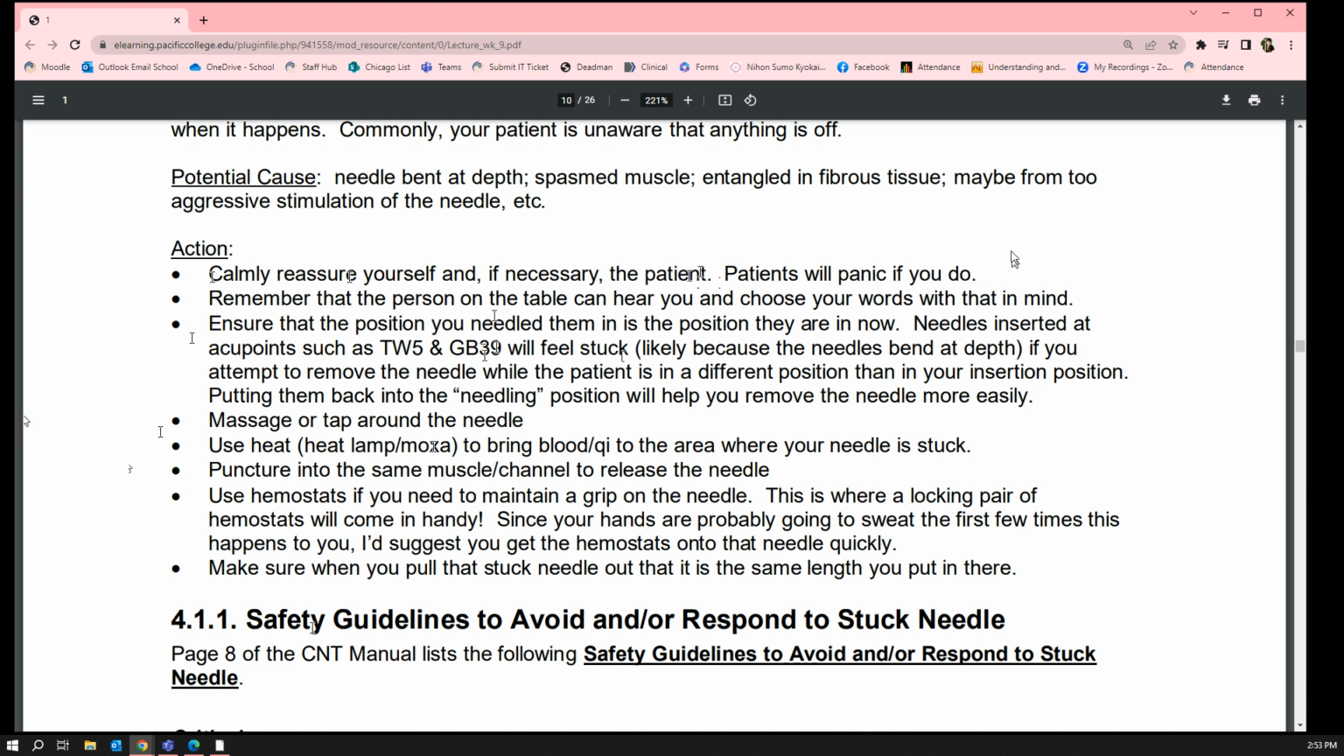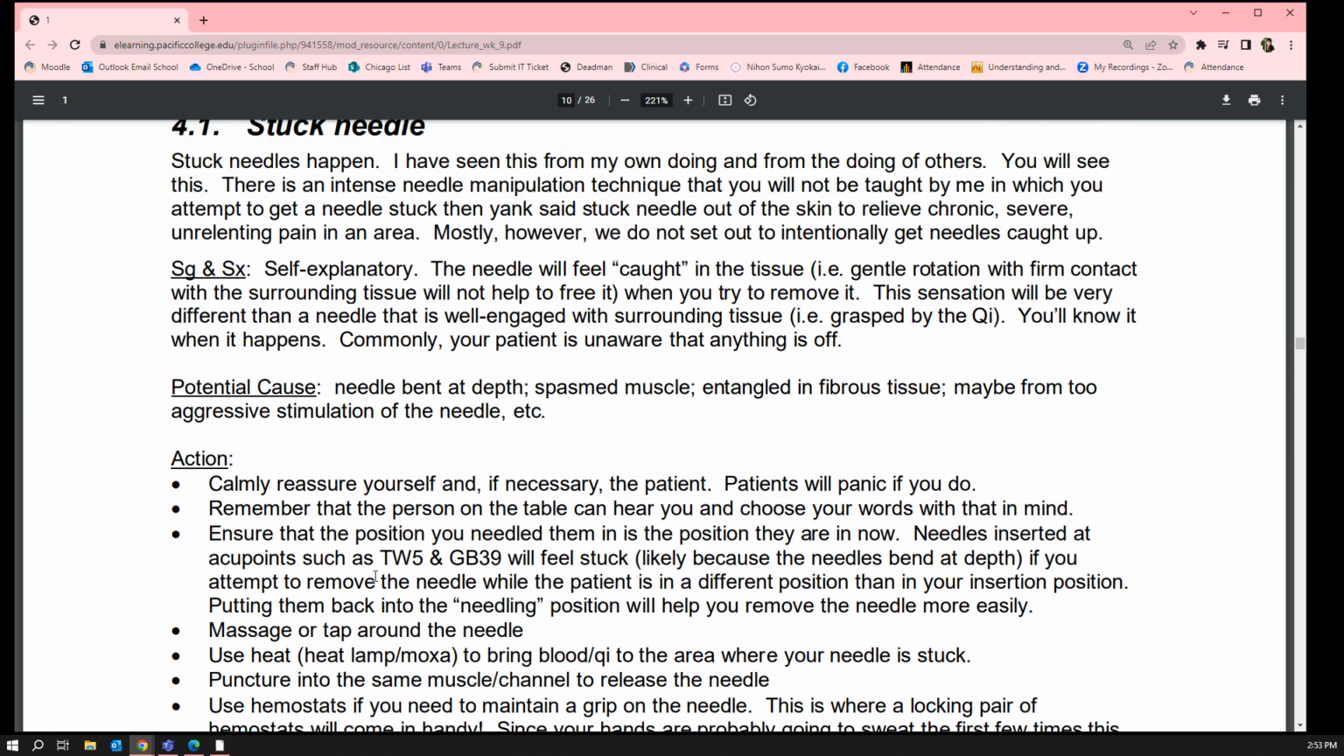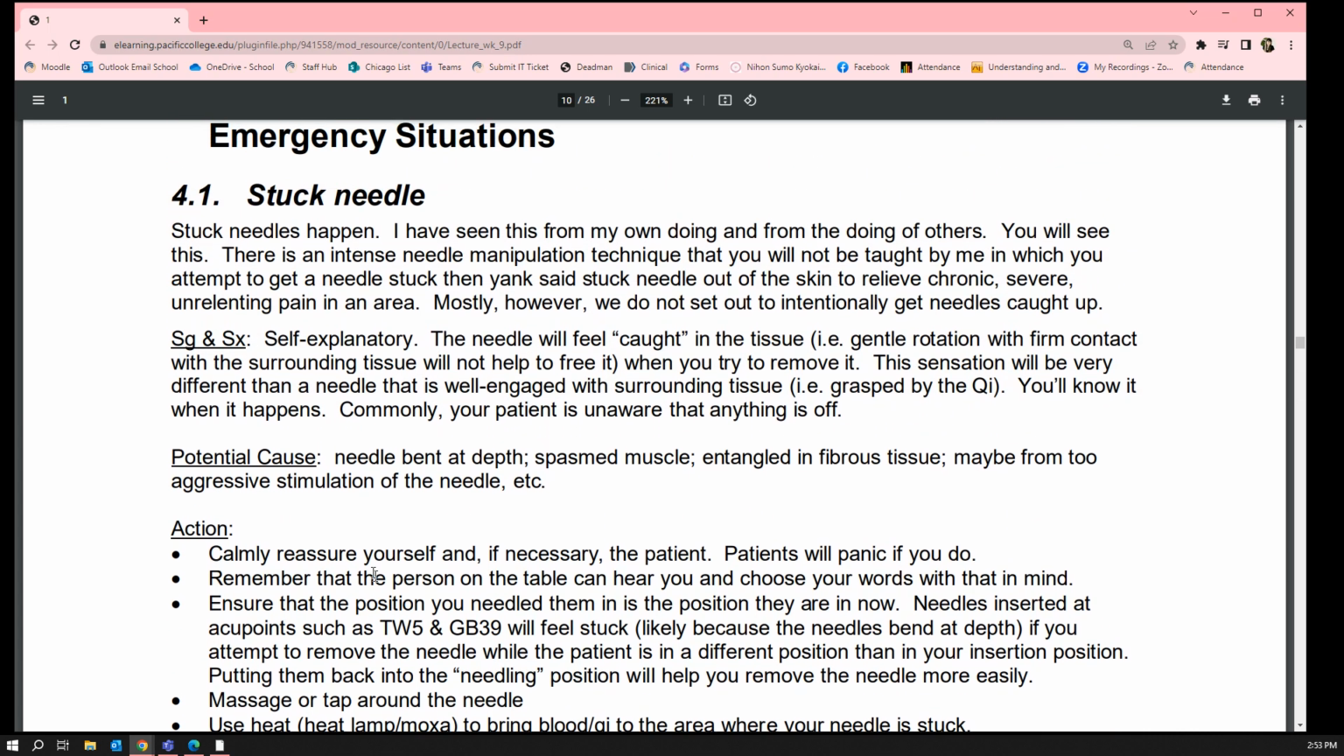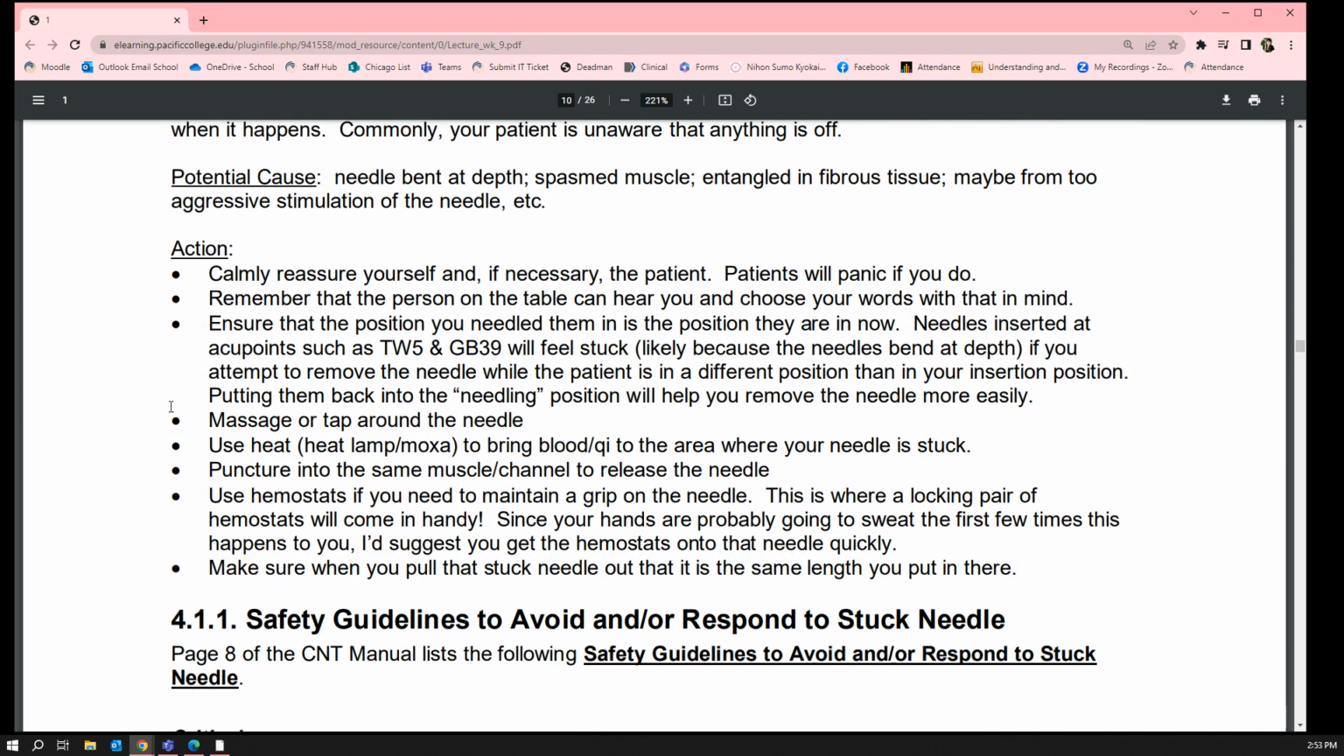Now, how likely is it for you to get a stuck needle? 100%, it is going to happen. How likely is it that you get a stuck needle that you cannot fix and you have to go down to just using the hemostats? Not very likely. I know plenty of practitioners who have been out in the world for decades who have never had to break out their hemostats. They've had plenty of stuck needles, but they have not ever needed to use their hemostats. So most of the time, in my experience, all of the time, one of these things will work.